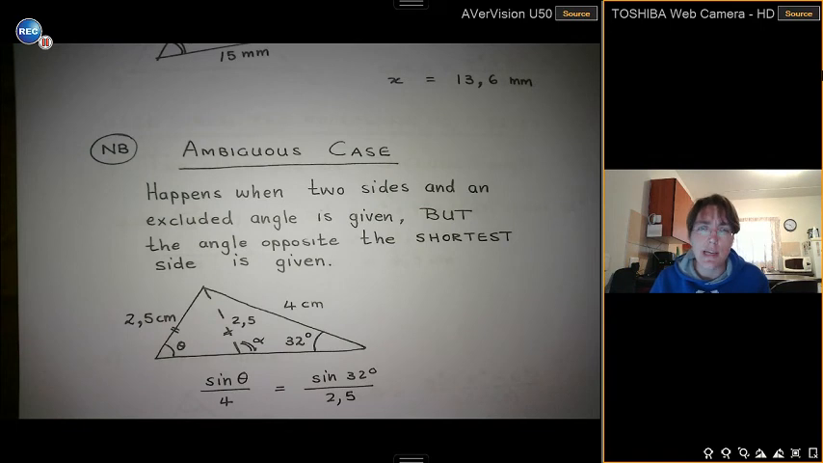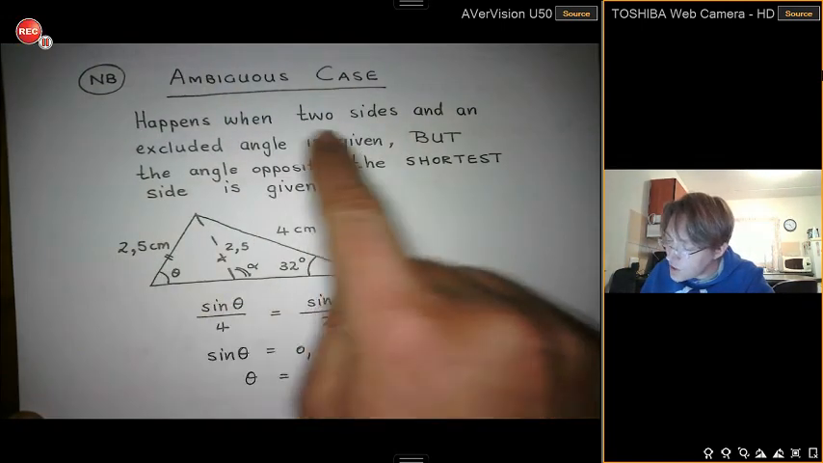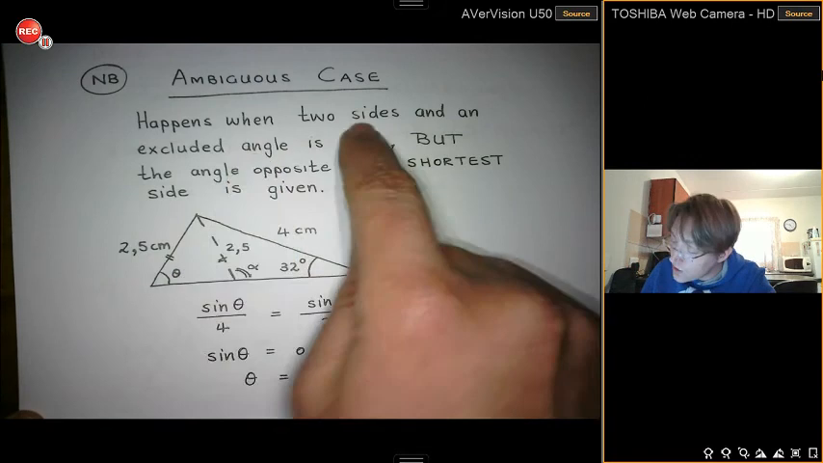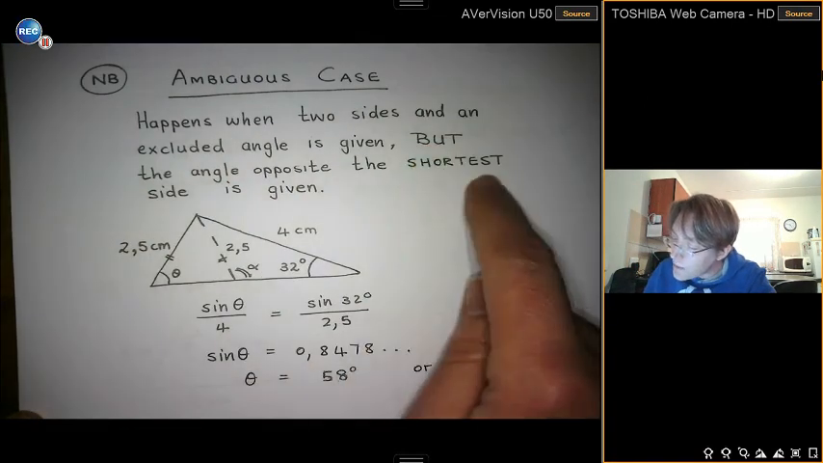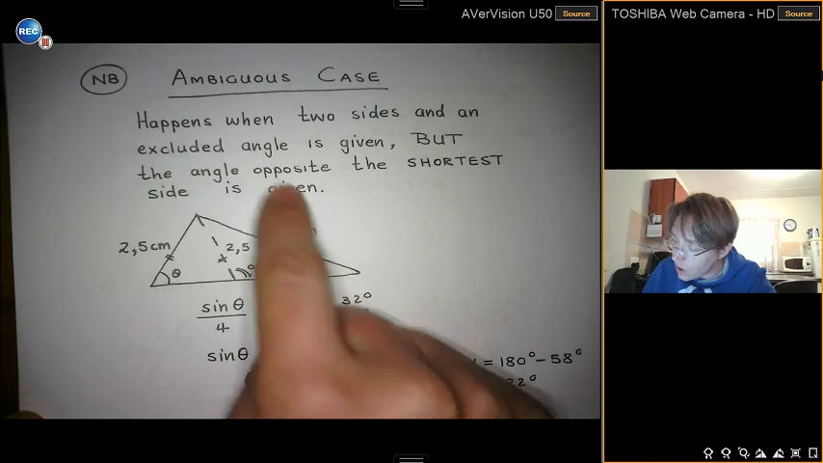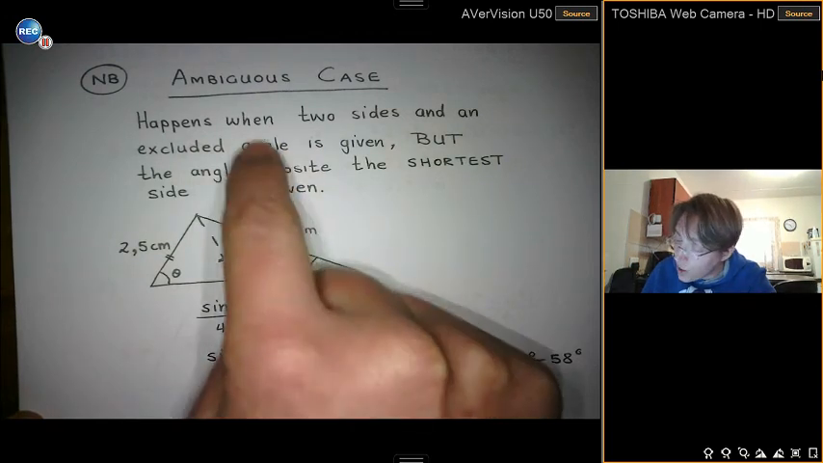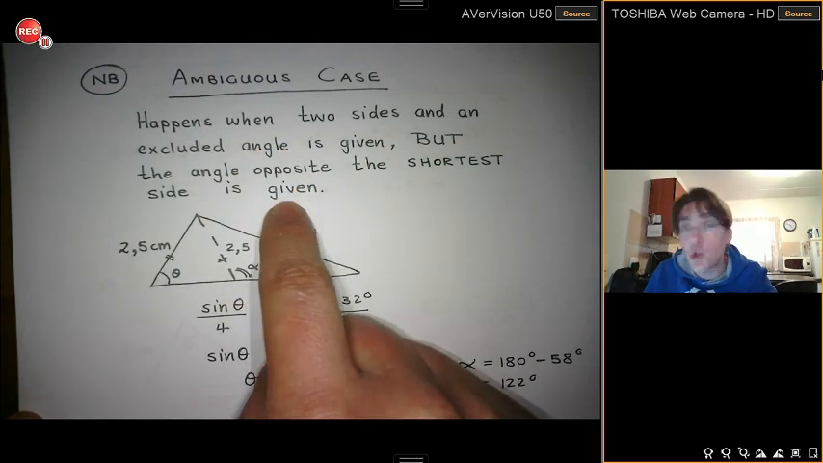You will only ever do the ambiguous case, number one, if the correct information is given. And number two, if they give you a clue by saying, calculate the size of the angles. So instead of saying, calculate the size of one, they have to kind of lead you towards realizing there is more than one angle that you can calculate. So when do we use the ambiguous case? The ambiguous case is when you have two sides and an excluded angle, but the angle opposite the shortest side is given. So very, very important, the only angle that is given is not opposite the longer of the two sides. The only angle that is given is opposite the shorter of the two sides.